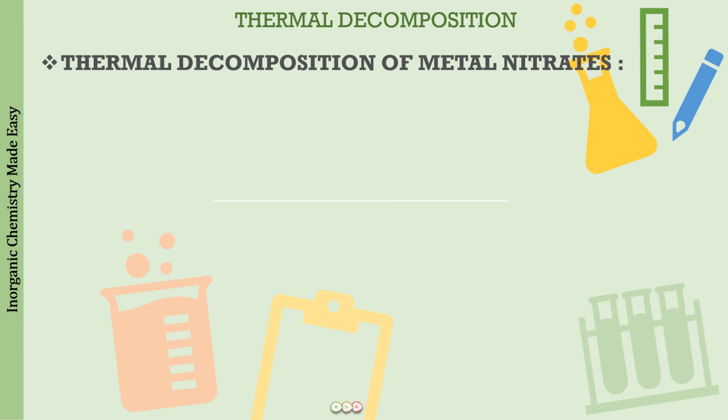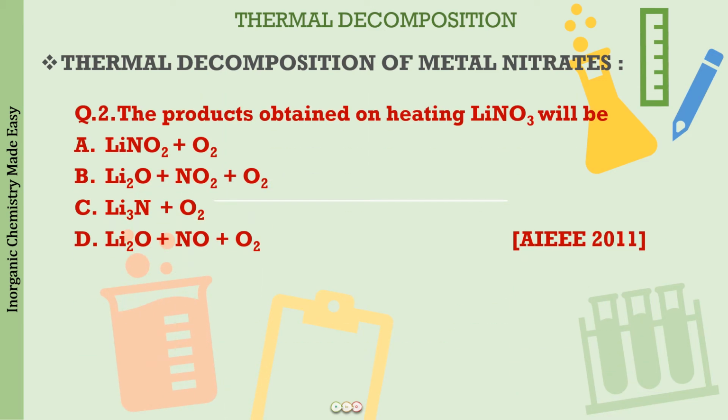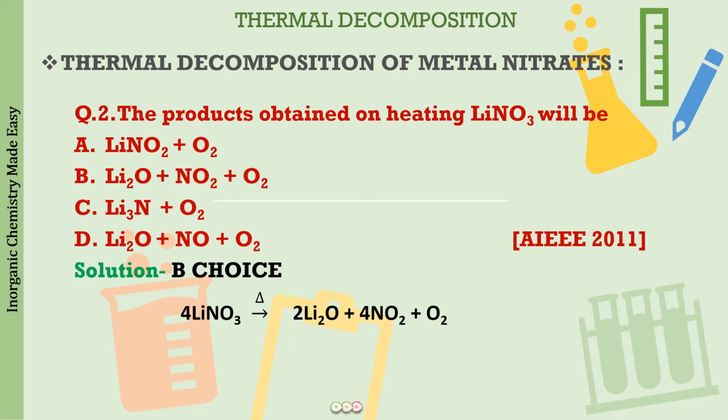The next question we have is: the products obtained on heating lithium nitrate will be LiNO2 plus oxygen, Li2O plus NO2 plus oxygen, lithium nitride plus oxygen, or Li2NO plus oxygen. This is an AIEEE 2011 question and I hope you now all know the answer. Lithium nitrate is going to be in class 2. So what are you going to get? You have to get an oxide, NO2 and oxygen. So the correct choice is going to be B choice. Lithium nitrate on heating will be giving us lithium oxide, NO2 and oxygen.